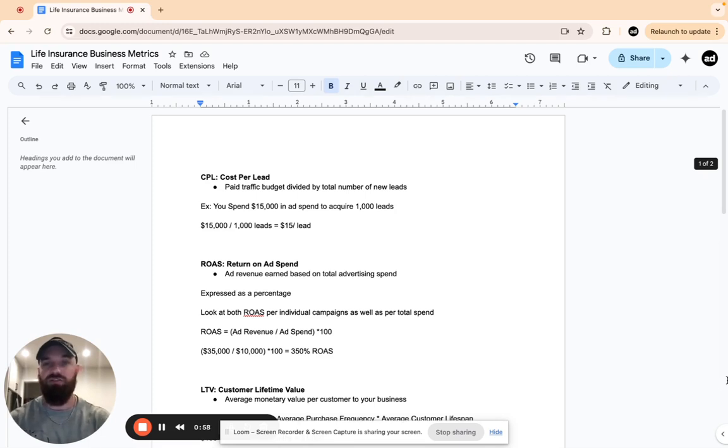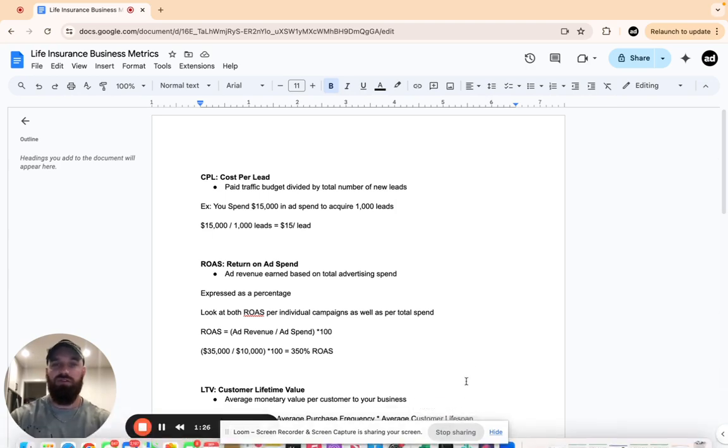To calculate this is just your paid traffic budget, so whatever you're investing into your marketing, your leads, divided by the total number of leads that you get, right? So if you spend $15,000, let's say in ad spend to acquire 1,000 new leads, very simple math here, that would just give you $15 per lead. Like I said, most people have a pretty good pulse as to what this looks like inside their business, but when it comes to the rest of the data, they have no systems in place to track this.